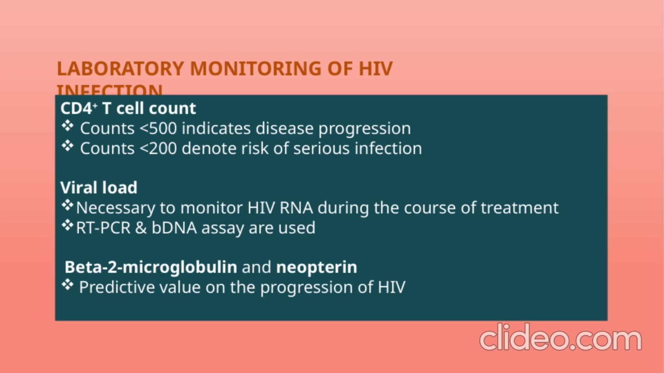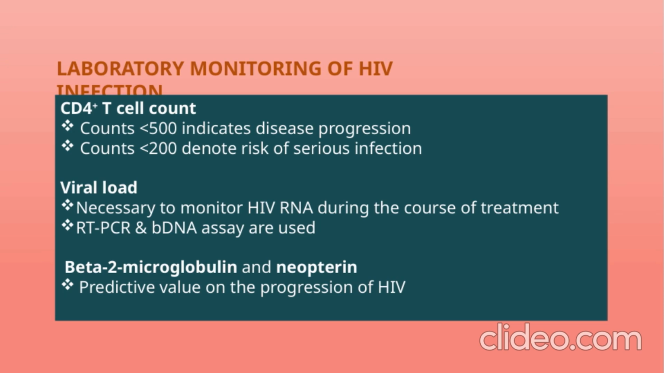Next, we have the viral load, which is essential to monitor throughout treatment. It measures the amount of HIV RNA in the blood and helps us understand how effectively the therapy is working. To do this, we use sensitive techniques like RT-PCR and bDNA assays, which provide accurate quantification of the virus.